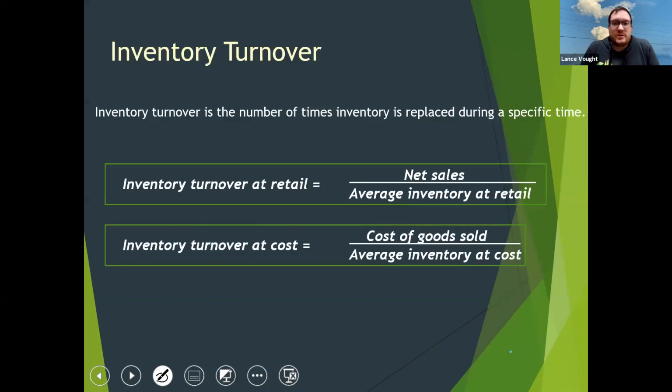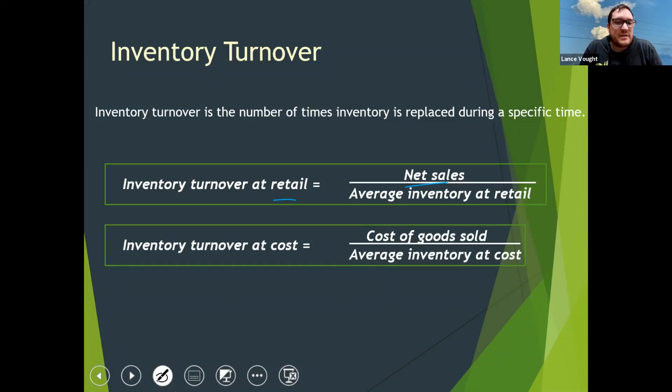We can also determine what's known as inventory turnover. So this basically is telling us how many times the inventory is replaced over a given period of time or a given year. And the way we do that is we take the net sales for the retail side, so how much we've sold of the product, and divide that by the average inventory at retail.